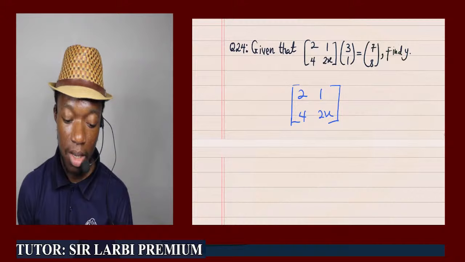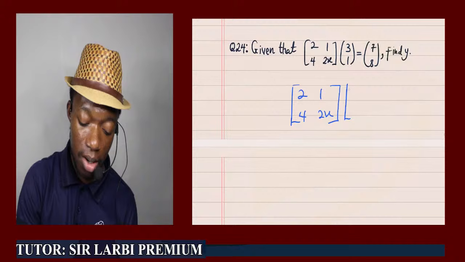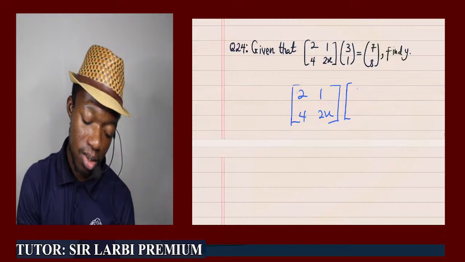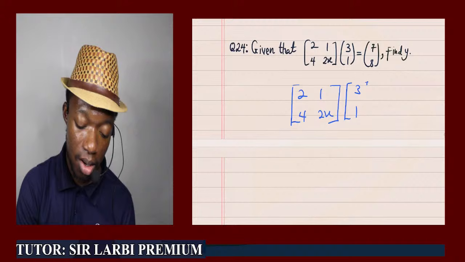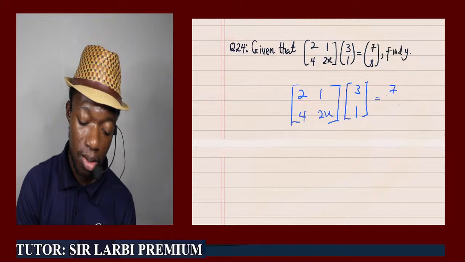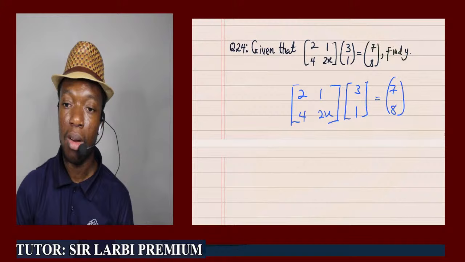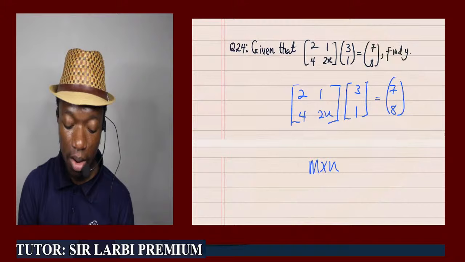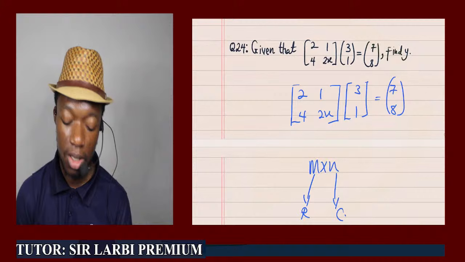So here you want to multiply a 2 by 2 matrix by a 2 by 1 matrix, 3, 1, and that should be equal to 7, 8. So how do we go? Remember, this is the order of a matrix. By order of a matrix, we have M multiplying N, where M represents the row and N represents the column. This is the order. So you want to make sure you keep that clean and smooth.